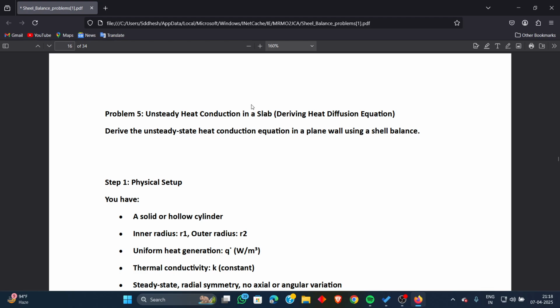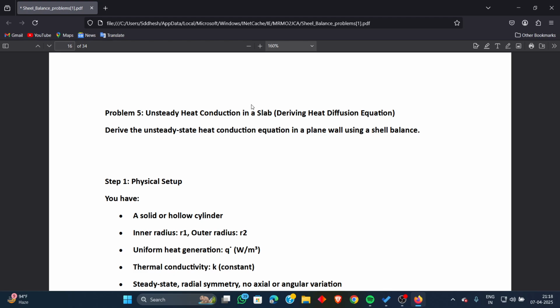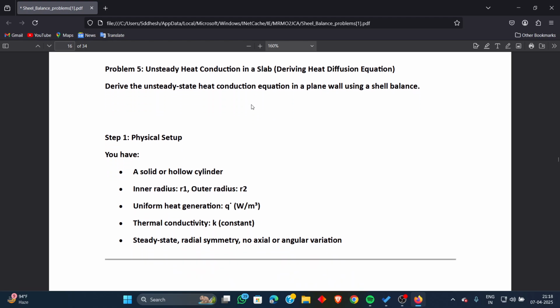This is a very much derived question. Problem 5 is unsteady heat conduction in a slab. Deriving heat diffusion equations. Derive the unsteady state heat conduction equation in a plane wall through a shell balance. Okay, it's a derivation. So first, again, we have to write the physical setup for step 1, what we have understood. Step 1 is physical setup.